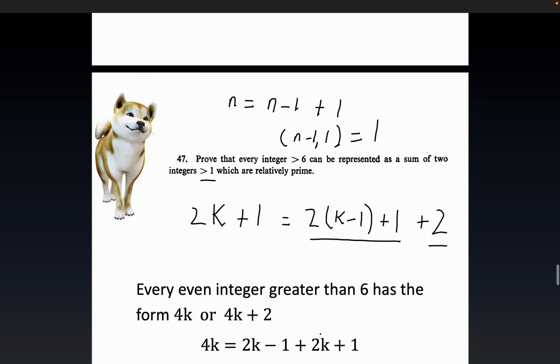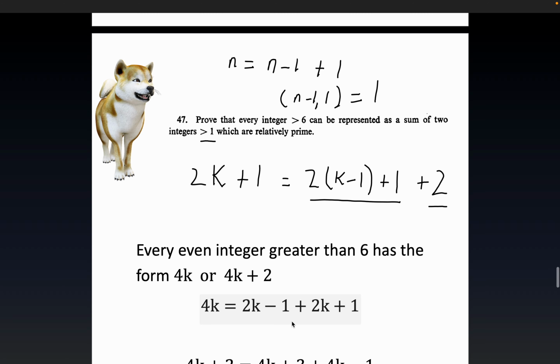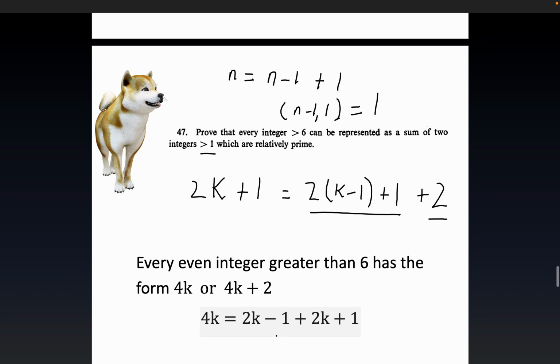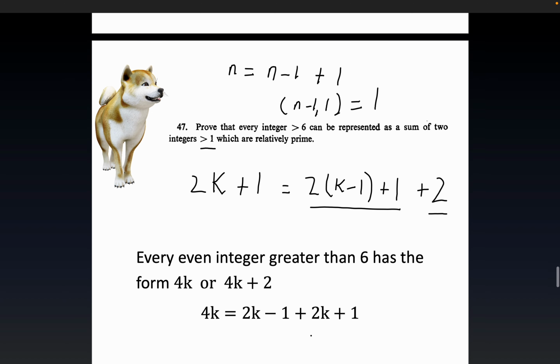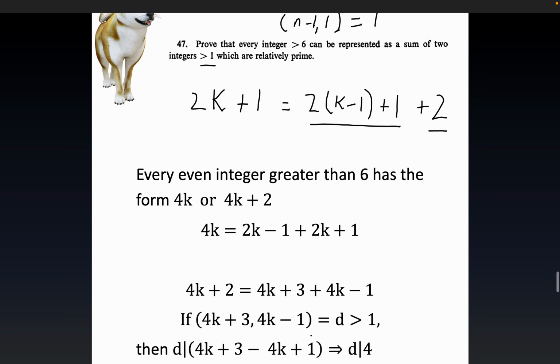Now, let's take a look at the 4k case. It's very easy, right? These two numbers are definitely relatively prime, right? Consecutive odd numbers share no common factors. They're relatively prime, right? So that's trivial. Now, the 4k plus 2 case was slightly more involved. You can write this as 4k plus 2 equals (4k minus 1) plus 3. So this would be odd numbers separated by 4, consecutive odd numbers, if you will, separated by 4.